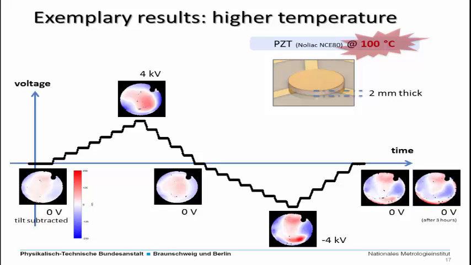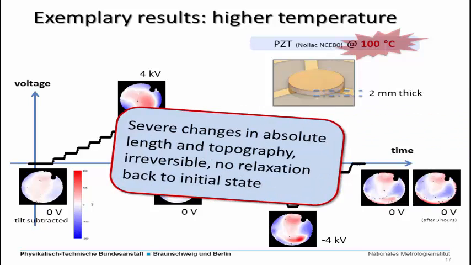And the most important thing is that at negative voltages, in this case around -2 kV as far as I remember, the surface changed dramatically and stayed in this state. You see these local deformations which do not disappear when we remove the voltage again, and even after 3 hours after switching off the electric field, the surface still remains in this state. So we detected severe changes in the absolute length and also the topography of the sample, and this was irreversible, and we had no relaxation to the initial state before the measurement.